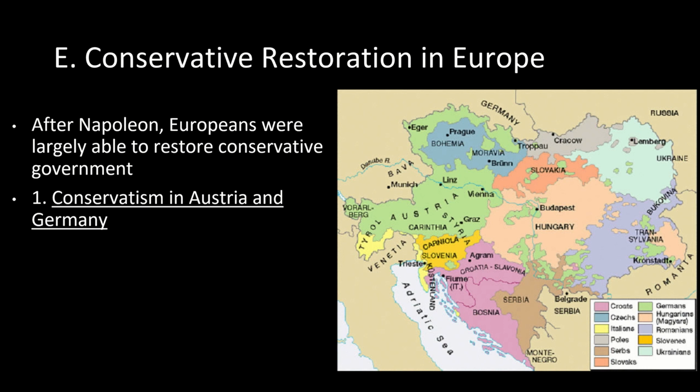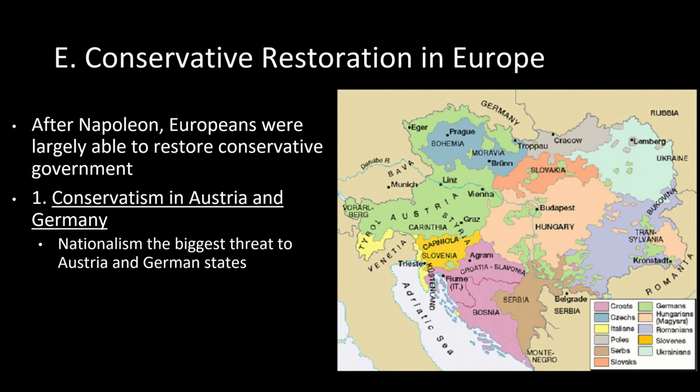The Holy Roman Empire kind of falls apart after Napoleon. But look at all of these groups: Croats, Germans, Hungarians, Czechs, Italians, Romanians, Ukrainians, all living in the same area. And one of the biggest threats, guys, to the Habsburg Empire is nationalism, because at some point everybody is going to want their own nation.